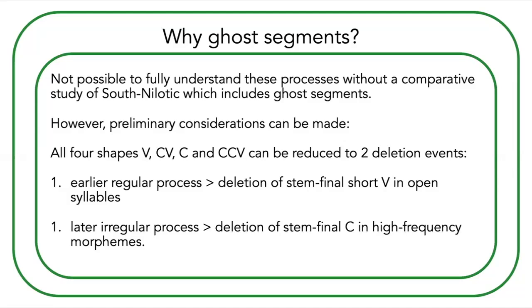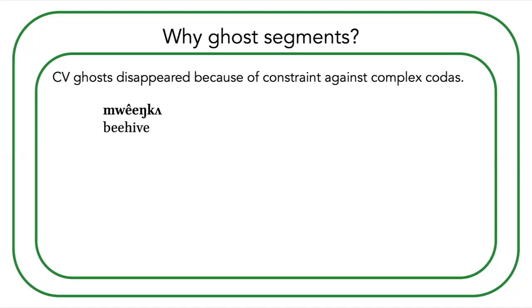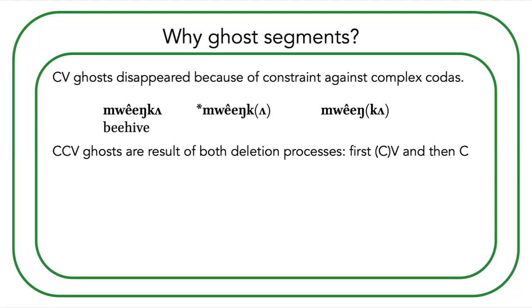of Sengwer. CV ghosts only disappeared because of a constraint against complex codas. If we're going to delete the vowel in the word for beehive, we cannot leave a complex coda at the end of the stem. It's not allowed in any Nilotic language to have this. So you have to delete it as well in order for it to be grammatical.